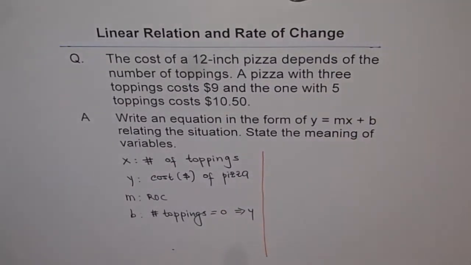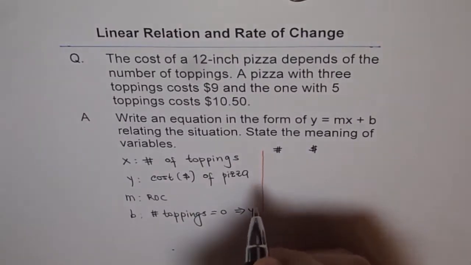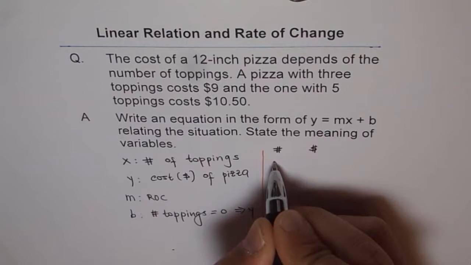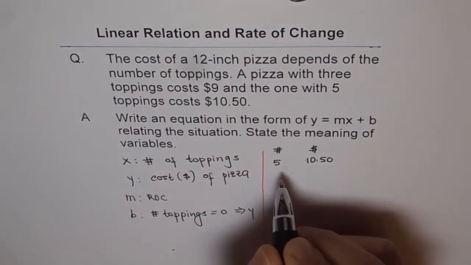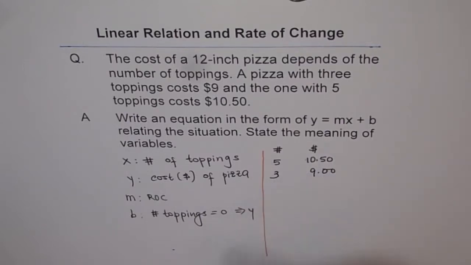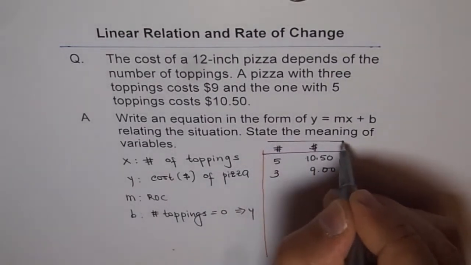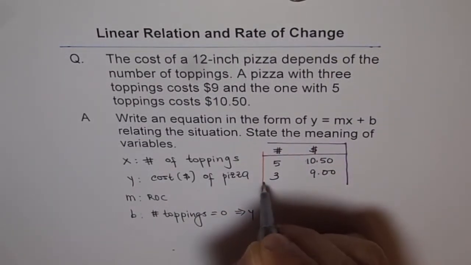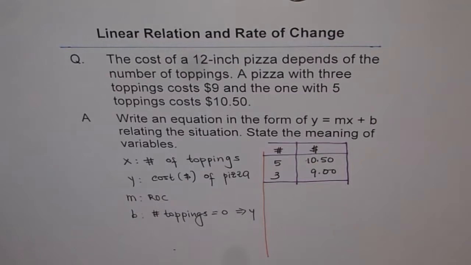Now let's calculate. This is the relation which we are trying to make. If the number of toppings is 5, then it is $10.50. If the number of toppings is 3, then the cost is $9. So we kind of make a table. Now this table helps us to answer the question in a way, right? So let's say we make a table here. In this table, we have the number of toppings and respective cost.